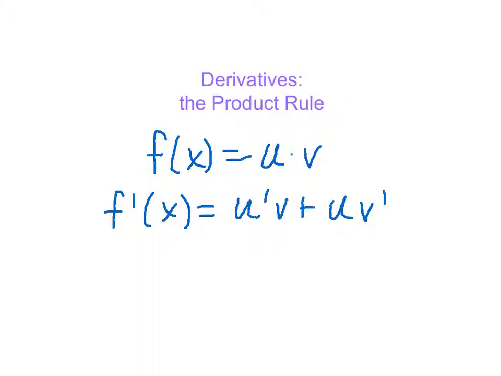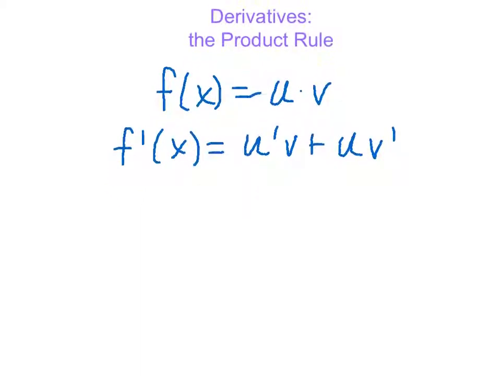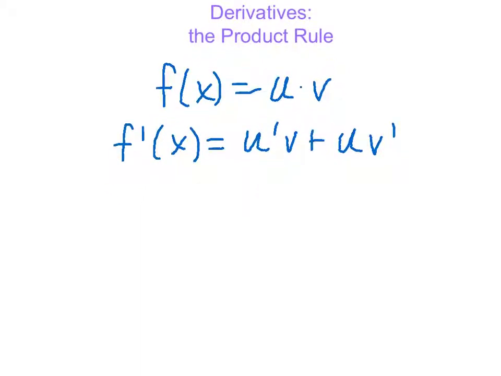And what I mean by that is that the derivative is the derivative of the first factor times the second factor plus the first times the derivative of the second. And let's see that play out with a specific example. The example that I'd like to use today is this function: f of x equals x to the fourth times the sine of 7x.